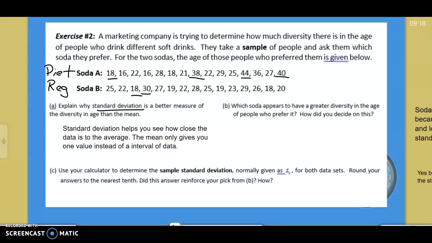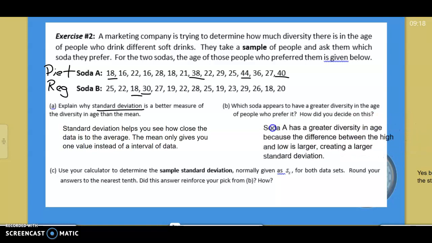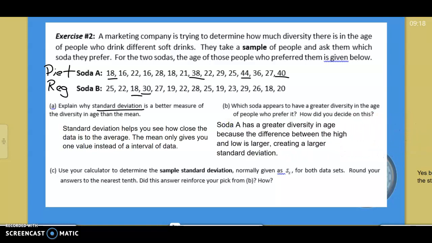We said that soda A had a higher end of a 38, a 44, and a 40-year-old drinking it. So soda A has a greater diversity in age because the difference between the high and low is larger, and that is going to create a larger standard deviation.